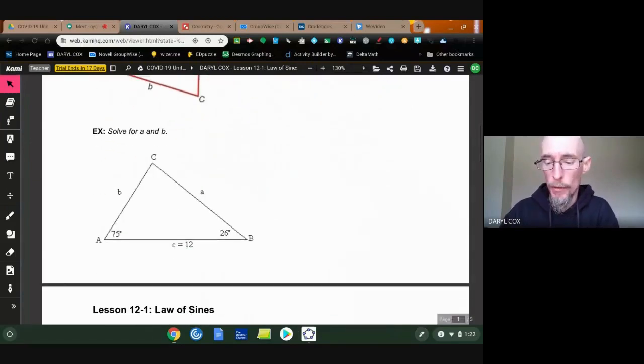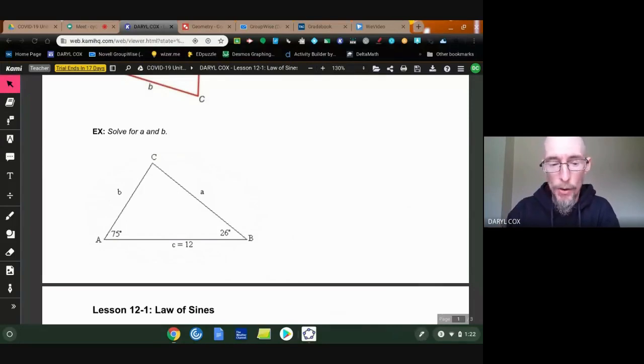I need to solve for side A and side B. And again, notice, not a right triangle. So the minute I realize it's not a right triangle, I can't use any of my basic trig functions. I also can't use Pythagorean theorem because it's not a right triangle. So I'm going to go with my law of sines.